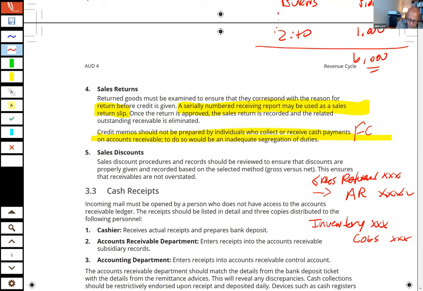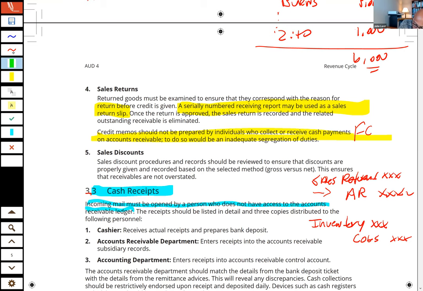Okay, good. Now you come over and you take a look at cash receipts. And when we have the cash receipts now that come in, incoming mail must be opened by a person who does not have access to the accounts receivable ledger. You think, they open the mail, here's the cash, they steal the cash, they book the receivables as having been received, even though they stole the cash, right? These receipts should be listed in detail and three copies listed.